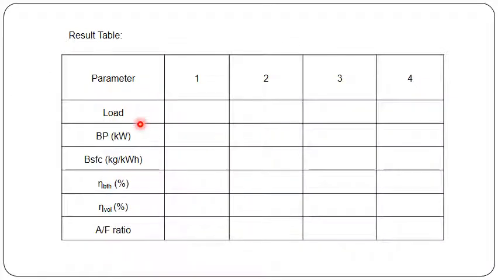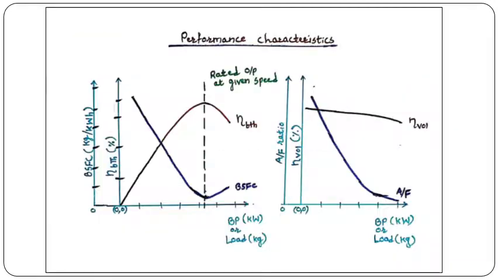So in the result table we have various loads and the parameters which are calculated. Using these parameters at different loads, we can also draw graphs of performance characteristics. So firstly, since we have calculated various parameters, using those parameters with respect to output, that is brake power or load, you can draw these graphs.